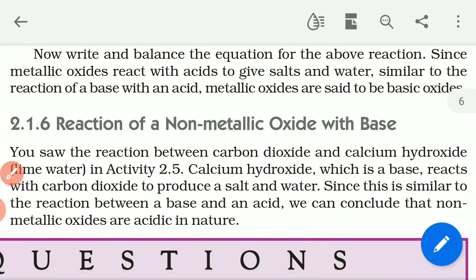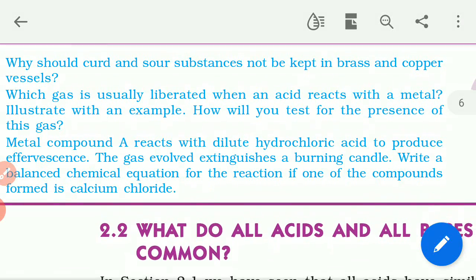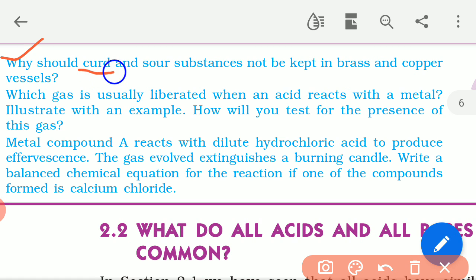Now the exercise of the science textbook: I have made a complete video explaining it. The first question is most important. Why should curd and sour substances not be kept in brass and copper vessels? Curd means dahi, sour substances are sour things, brass means pital. Answer: curd and sour substances cannot be kept in brass and copper because curd and sour substances are acidic in nature.